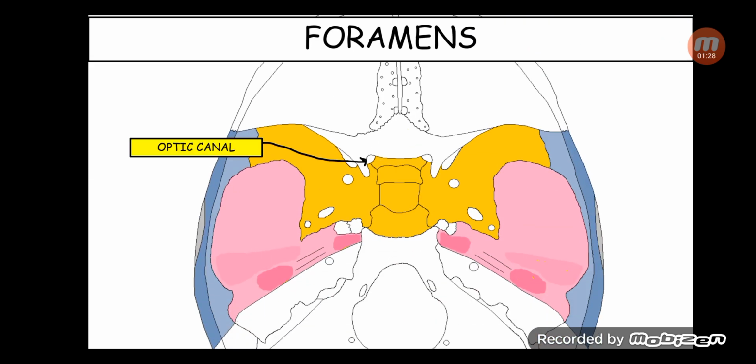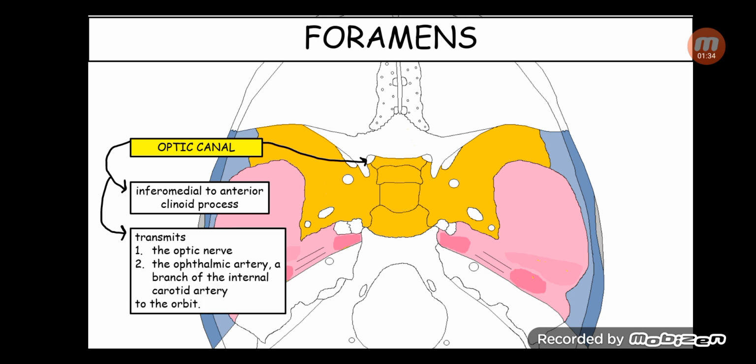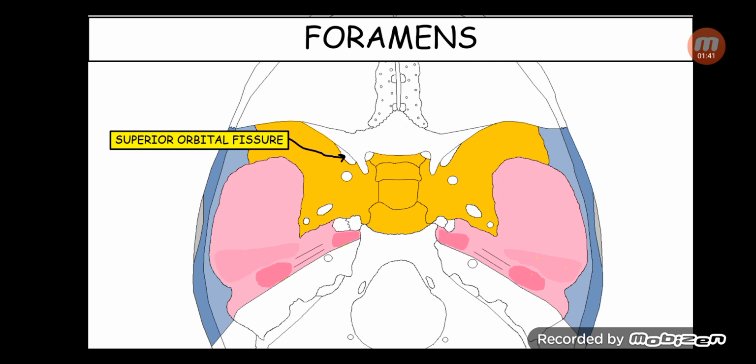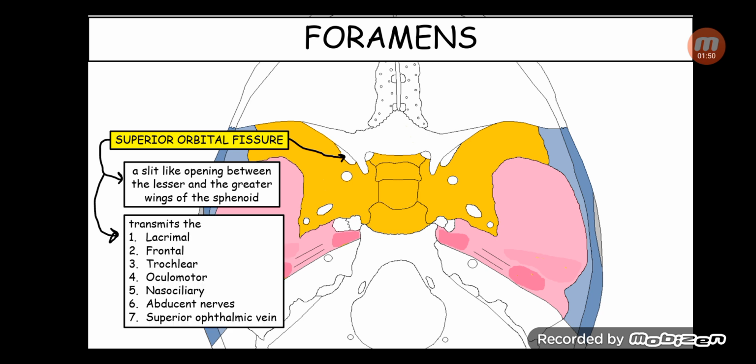Openings in the middle cranial cavity. First we have the optic canal, which is inferior medial to the anterior clinoid process, and it transmits the optic nerve and the ophthalmic artery, a branch of the internal carotid artery, to the orbit. The second opening we have in the middle cranial cavity is the superior orbital fissure. That is a slit-like opening between the lesser and greater wing of the sphenoid, and it transmits the lacrimal nerve, frontal nerve, trochlear nerve, oculomotor nerve, nasociliary nerve, abducent nerve, and a vein, the superior ophthalmic vein.